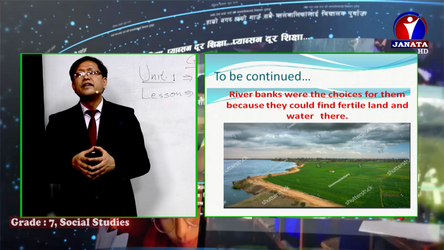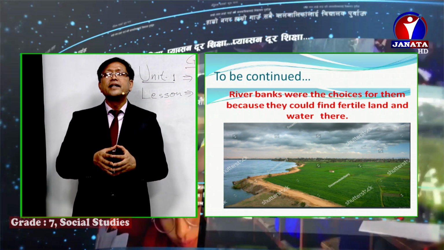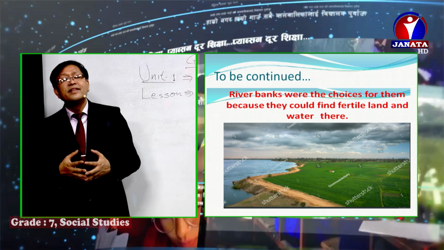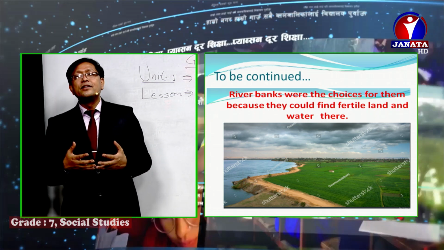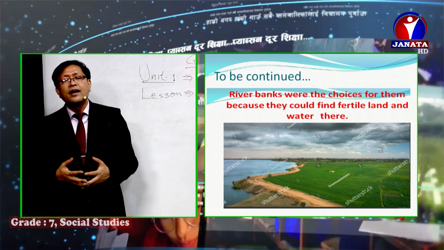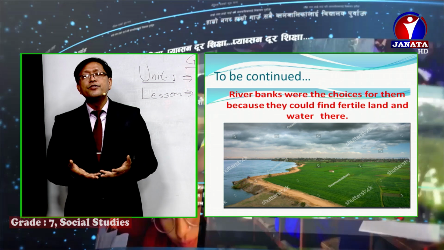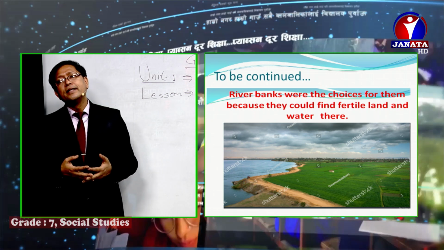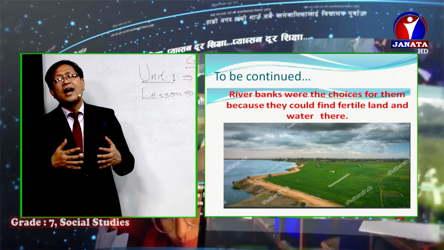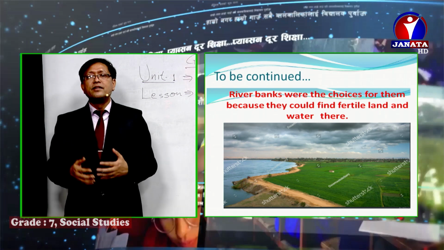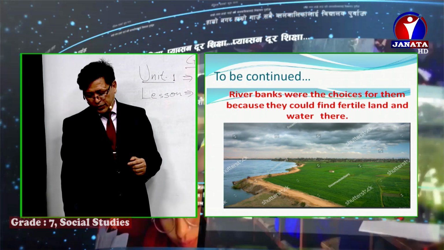They started living nearby the river. Why? The reason is because they would get water there, right? And they would get land for the cultivation, right? So life would be easy for them near the bank of the river. That's why they started living nearby the river. I will just give you some examples also.